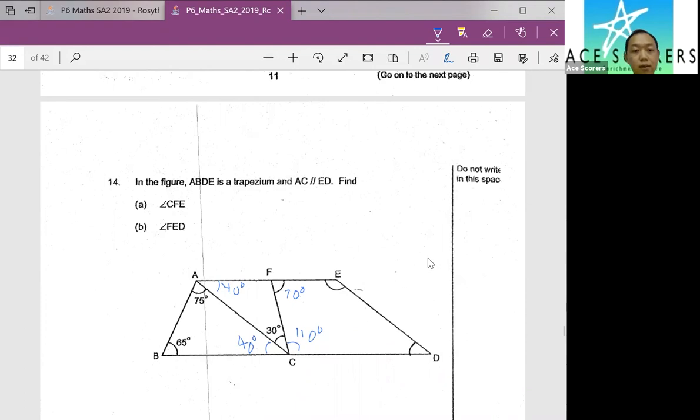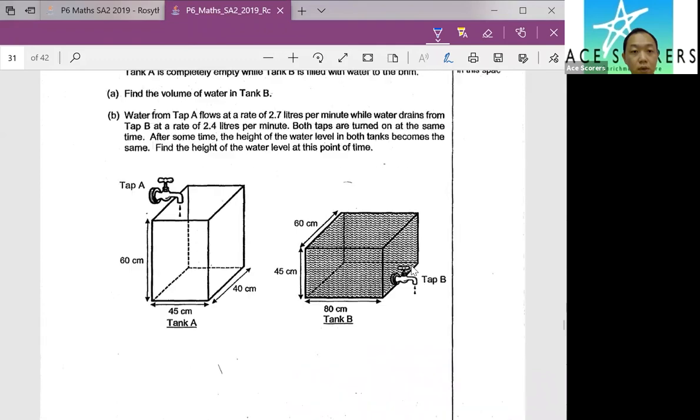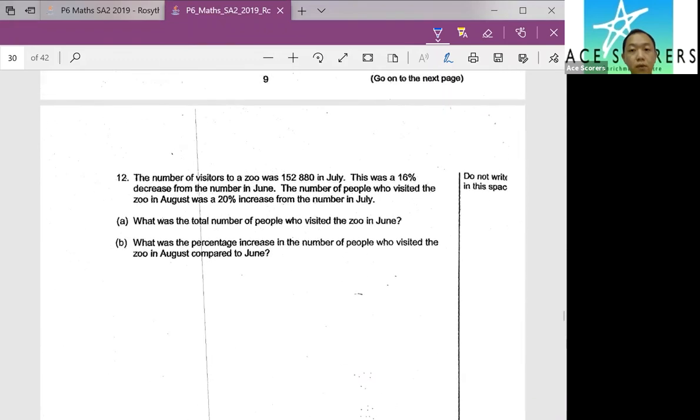So FED. To find FED. AC parallel ED. Okay, so this is AC parallel to ED. Now, if AC parallel to ED, here has to be 140. So FED is 140. That was pretty fast. Next. Okay, volume skip. Question number 12. Okay, how many have I done? Plan to do 5. So 1, 2, 3, 4. Okay, last one. Question number 12.